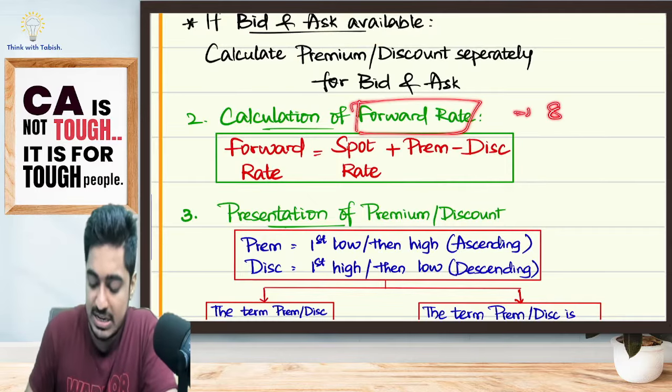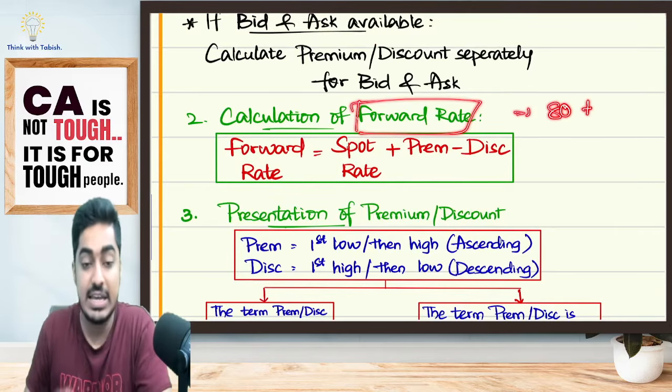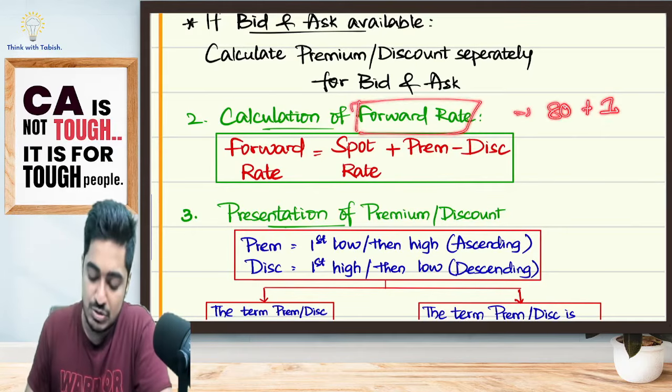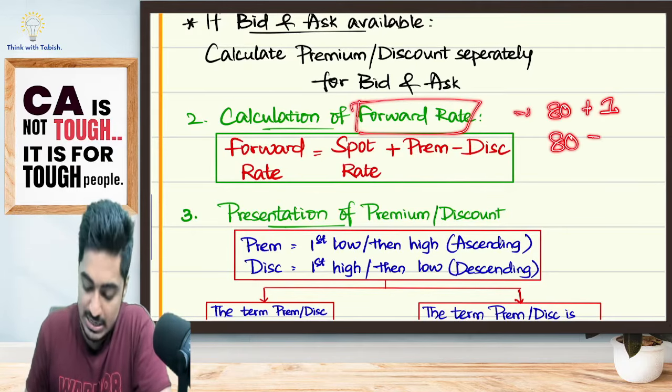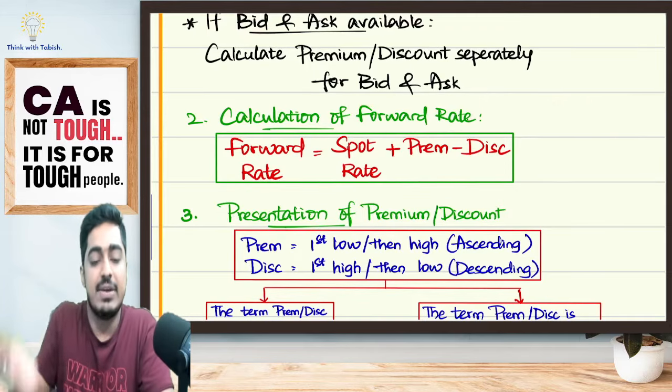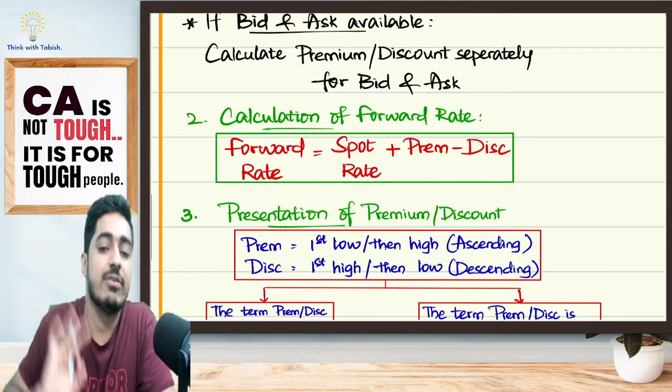How will I calculate the forward rate? Today the rate is, imagine, 80 rupees. Suppose the question says that in 3 months it will increase by a premium of 1 rupee; I will add the premium. Suppose 80 rupees is today's rate and in 3 months it will reduce by a discount of 1 rupee. To the spot rate, premium I will add, and if there is a discount, I will reduce. I will arrive at my forward rate.